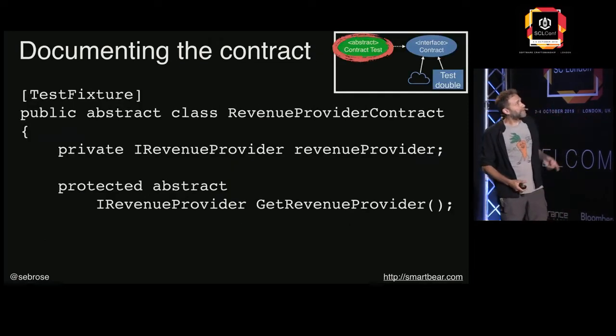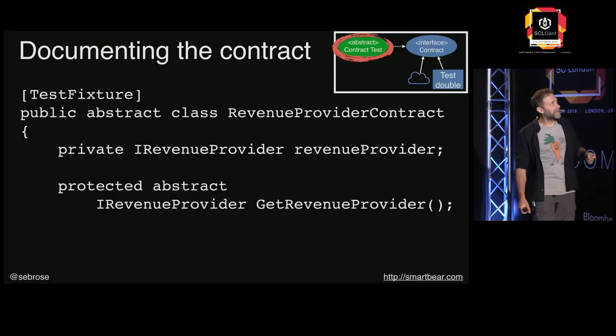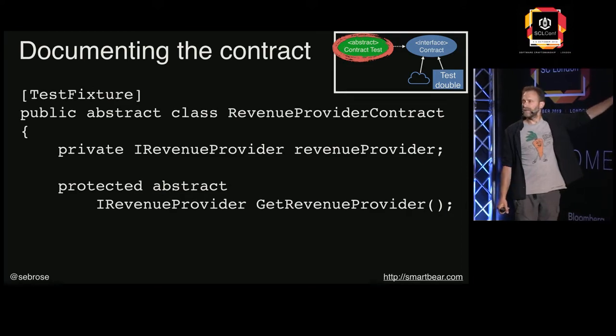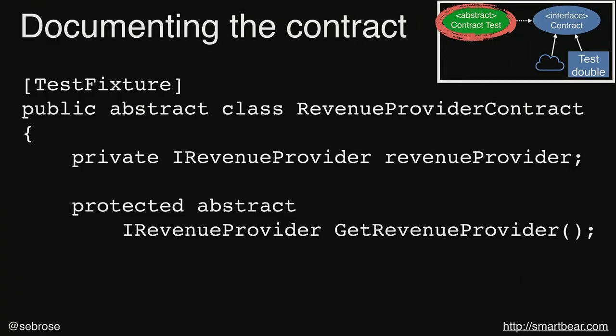Then we'll think about how we would implement the contract test. A simple way of doing it is by creating a test fixture as an abstract class.